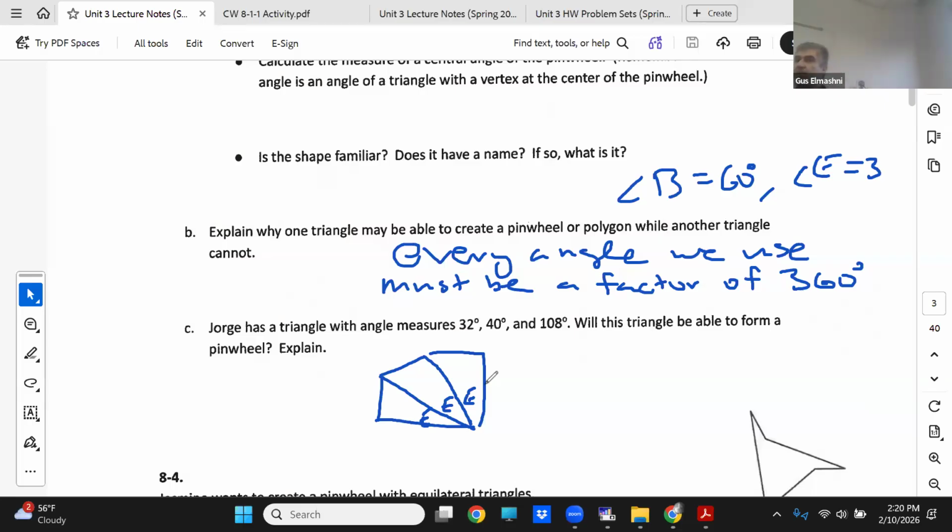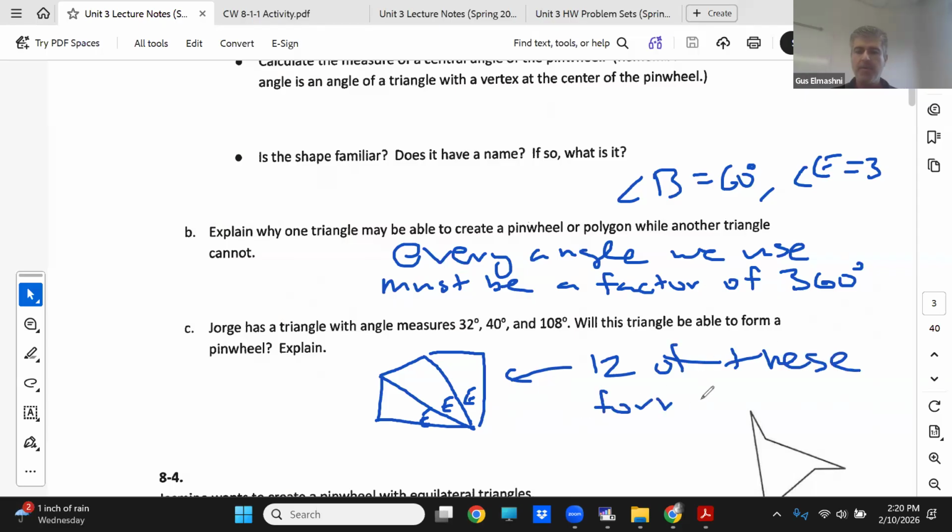Okay, what Reagan's holding up right now, if you think about it, how many of these would I need to make a full circle? More than 10. Wait, 20. 12. You need 12. So right now, you need 12 of these, right? 12 of these would form a circle. So we know the angle E is going to have to be 30 degrees.